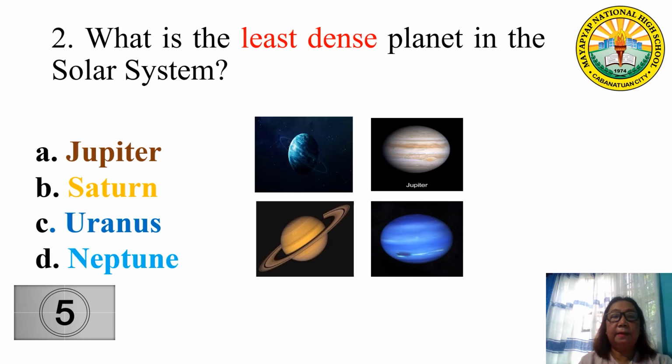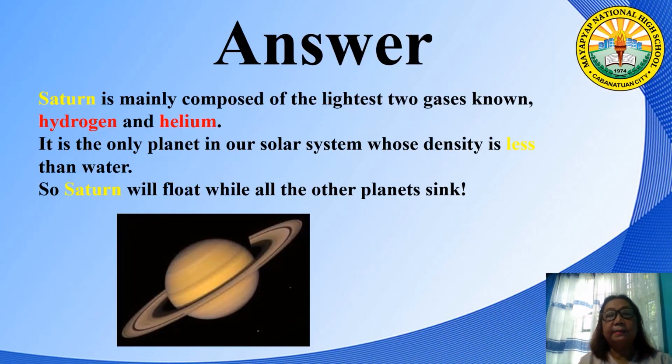For our second question, what is the least dense planet in the solar system? A. Jupiter, B. Saturn, C. Uranus, D. Neptune. Timer starts now. And what do you think is the correct answer? Yes, it is Saturn, and it is mainly composed of the two lightest gases known, hydrogen and helium. Very good.